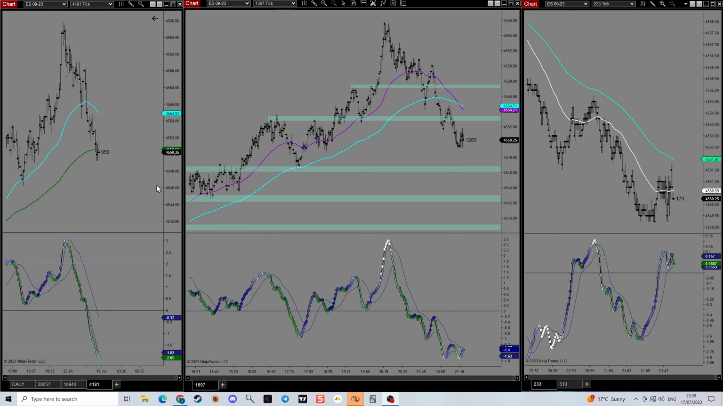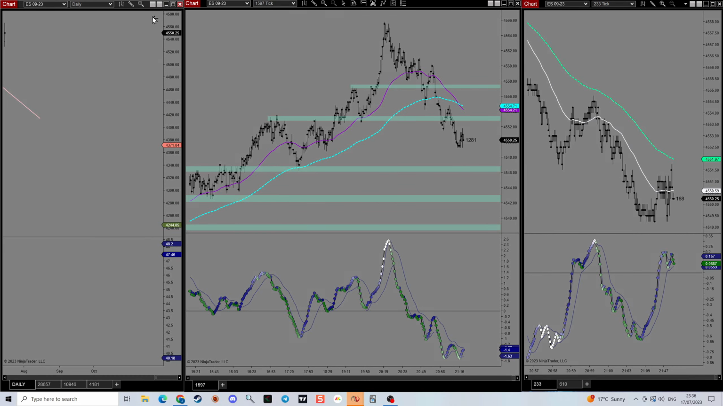I have my charts loaded up here. This is the September contract on the ES. Right now I've got the 4181, 1597, 233 triple chart set up here. This is my normal configuration, but we're going to start with a sort of top-down approach, looking at the daily and working our way down through the charts. So let's open up the daily chart here.